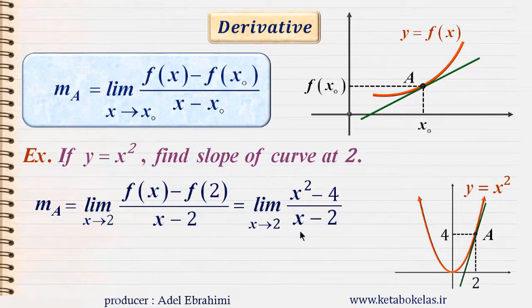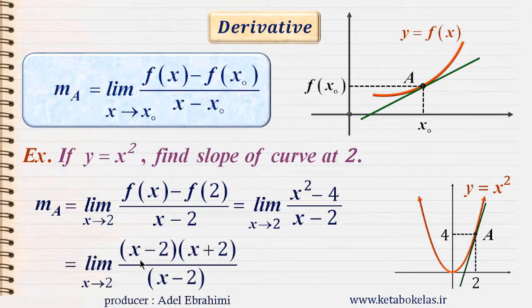The limit is indeterminate and we have to eliminate the ambiguity of the limit. So the limit is x minus 2 multiplied by x plus 2 over x minus 2 when x approaches 2. The x minus 2 in the numerator and denominator can cancel each other. So the result is 4.